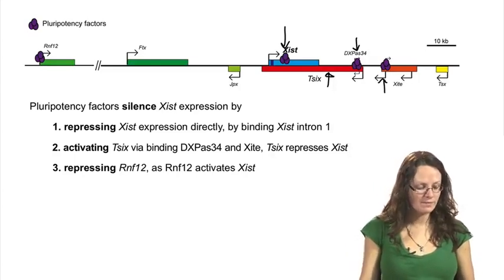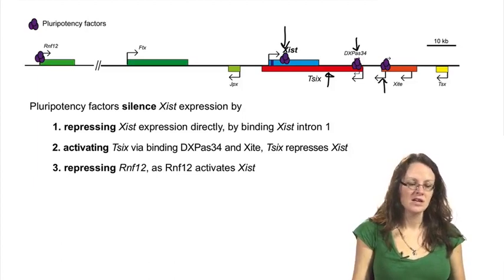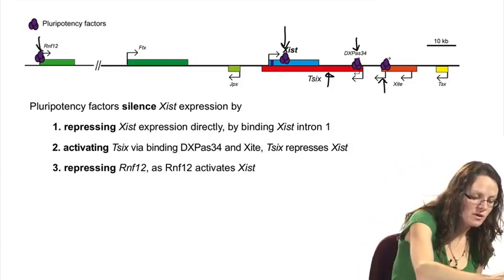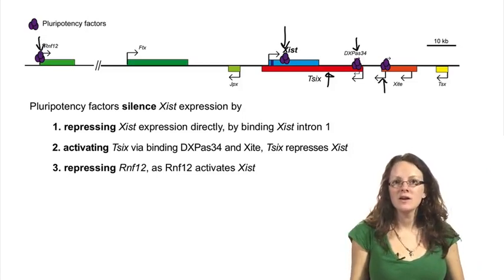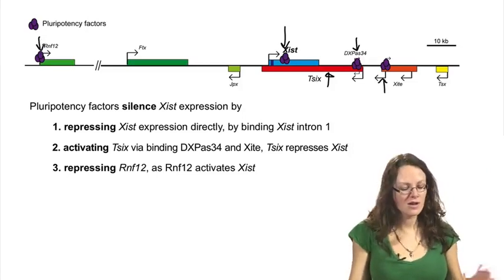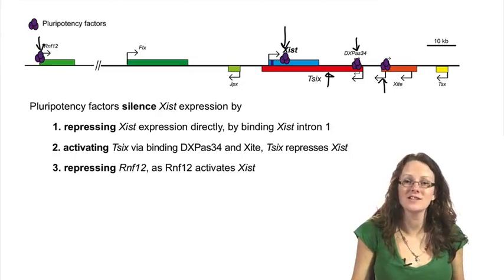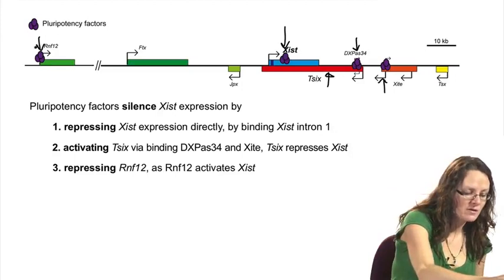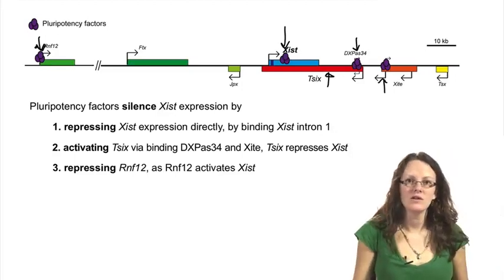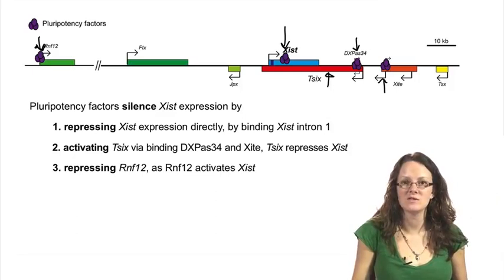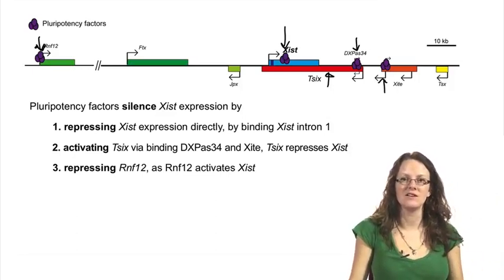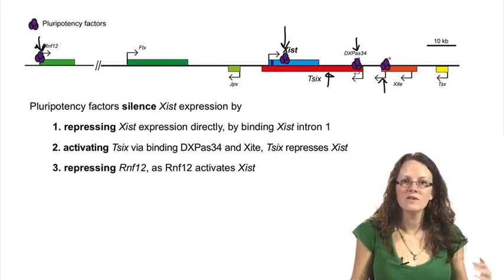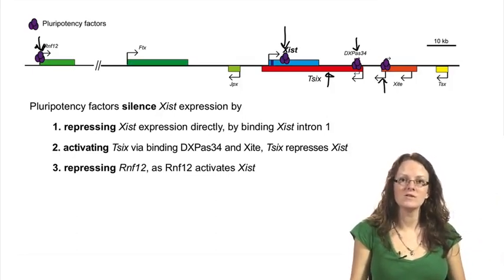The third mechanism by which they repress Xist is by actually repressing RNF12. So you'll remember RNF12 is an activator of Xist, and I'm trying to indicate that to you because all of the green genes activate Xist expression. So if you repress the expression of RNF12 shown over here, then you're going to repress the expression of Xist because you're disallowing the expression of an activator. So in conjunction, all of these three regions that they bind together keep Xist expression off and therefore keep two active X chromosomes.